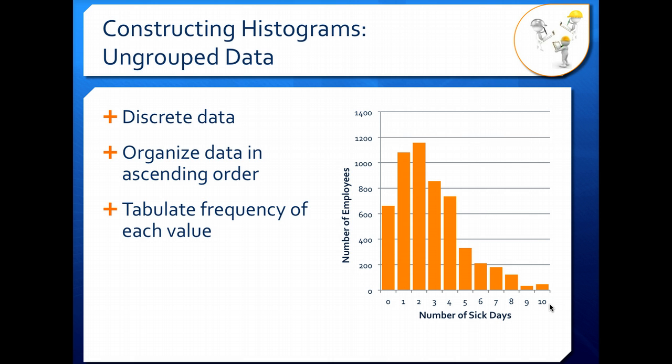When you have ungrouped data, this is pretty easy to put into a histogram. You just organize the data in ascending order, like you see here, so from 0 to 10 sick days, and then you just post the frequency of each value, seen here on the y-axis as number of employees, to your specific bin in your histogram. And that just gives you your overall histogram shape. So this histogram has a skew. Employees have fewer number of sick days than higher number.